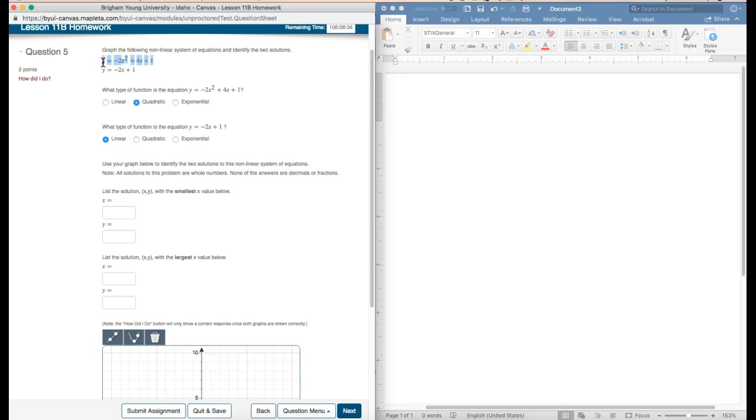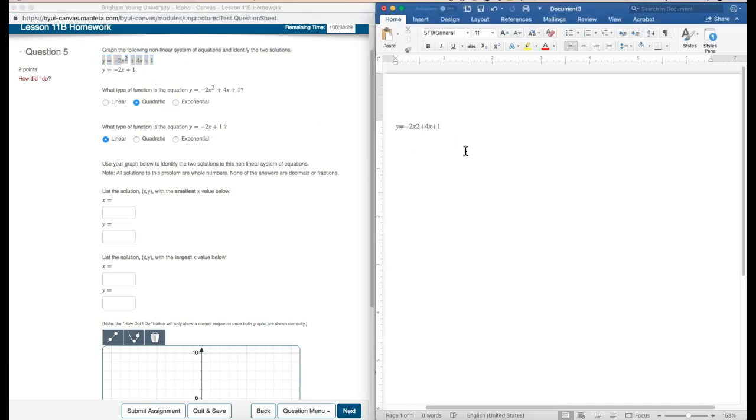The first thing I'm going to do is go ahead and graph the quadratic because it was listed first. And to graph this in Excel, you come over here, we need to find the vertex first and then the y-intercept, and it will graph it that way. So we're going to look for the vertex.